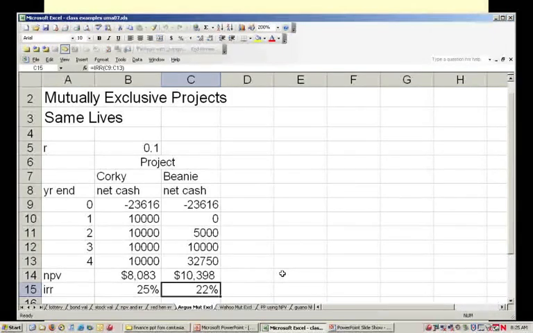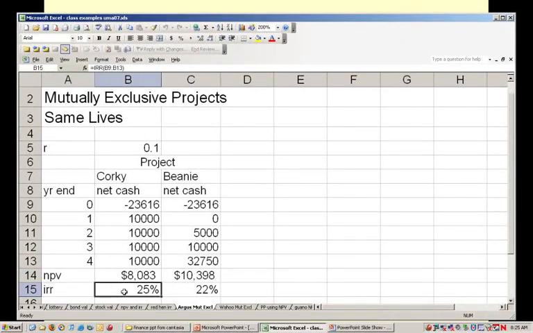So comparing these two projects, we get different rankings depending upon the criterion we use. Applying the NPV criterion, Beanie looks like the preferred project. Applying the IRR criterion, Corky looks like the preferred project. Which criterion should we apply, and which project should we adopt? Before we get to that decision, let's discuss why these two criteria lead to different rankings.